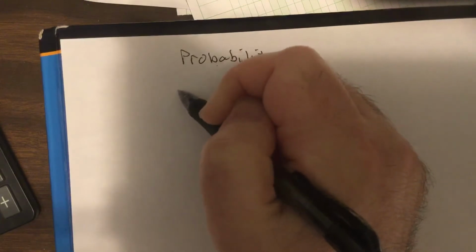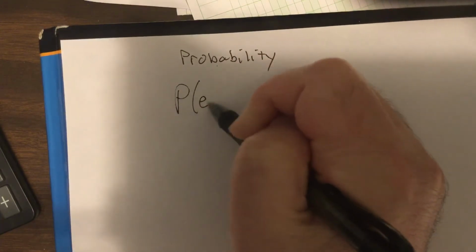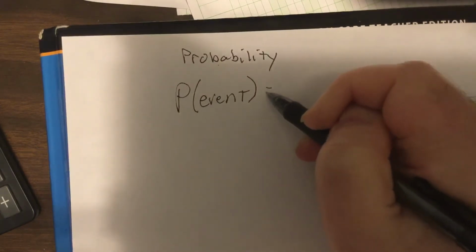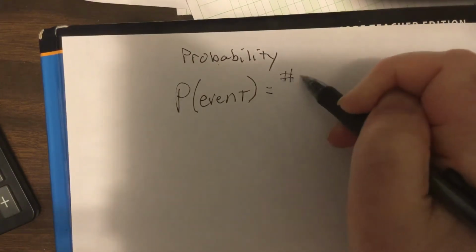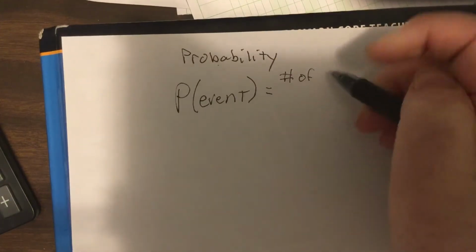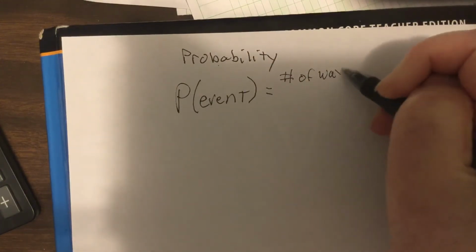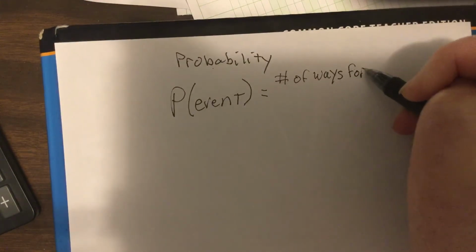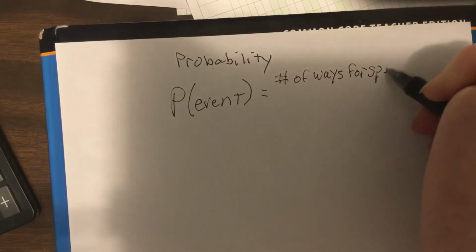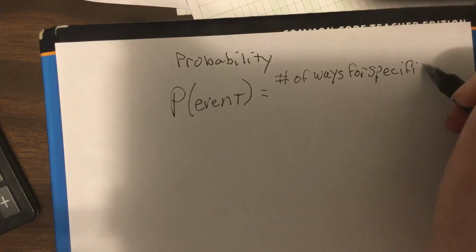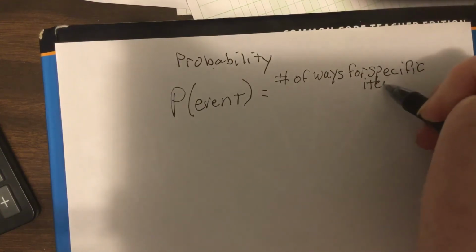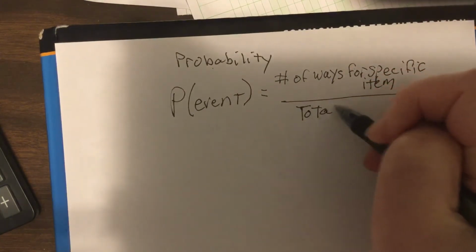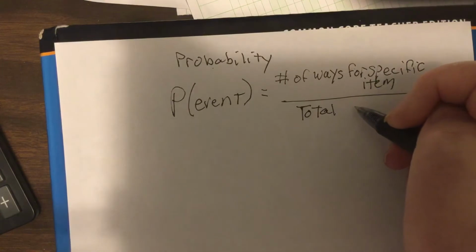So probability, you have a big P and then they say it's an event. What are you looking to happen? And a probability is the number of ways for a specific item divided by the total number of ways that the items can occur.